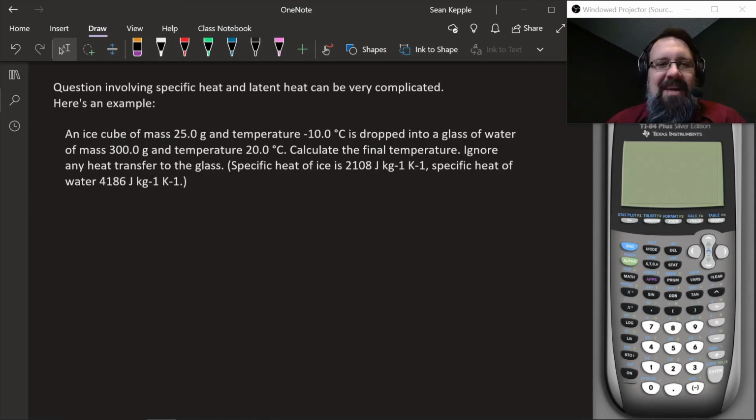All right, so here's the setup. We have an ice cube. The mass is 25 grams. The temperature is negative 10 degrees Celsius, and it's dropped into a glass of water. The water has mass 300 grams, and the temperature is 20. So the water is at room temperature.